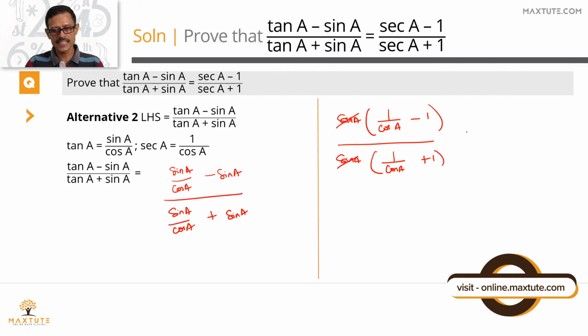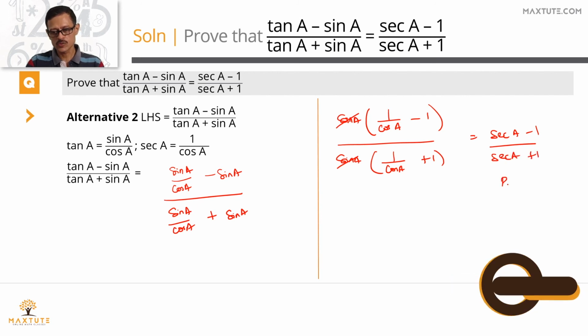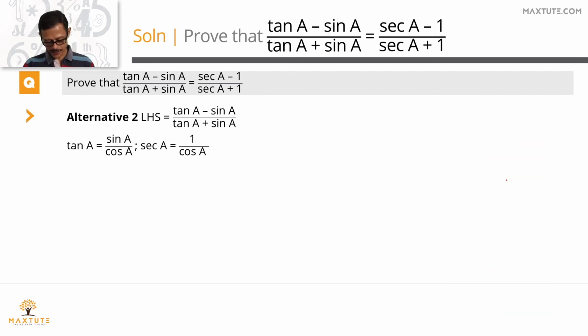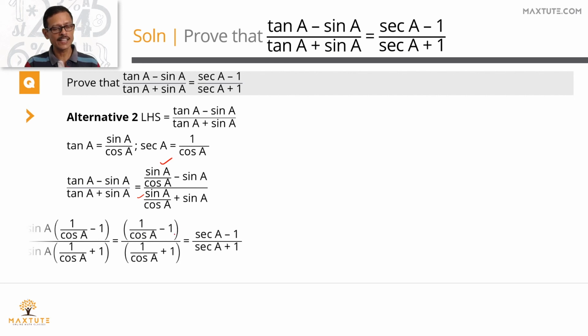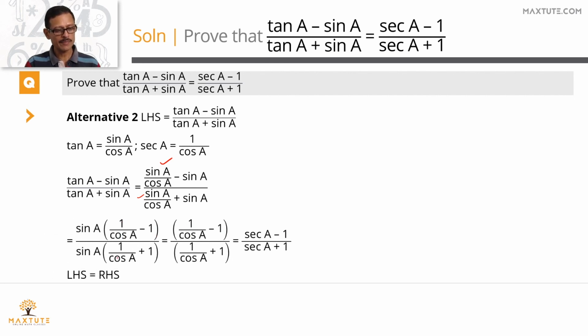1 by cos A is a secant A. So let's write this 1 by cos A as a secant A. So secant A minus 1 divided by secant A plus 1. That's the RHS we have to prove. Quickly summarize it in a printed form. We have rewritten this tan A as sin A by cos A both in the numerator and denominator. Next step, we'll take sin A common outside. So we'll get 1 by cos A minus 1 by 1 by cos A plus 1 after cancelling the sin A's. 1 by cos A is nothing but secant A. Secant A minus 1 by secant A plus 1.